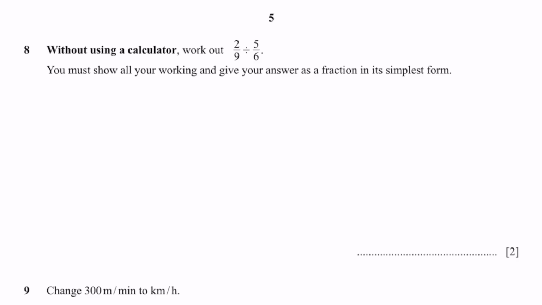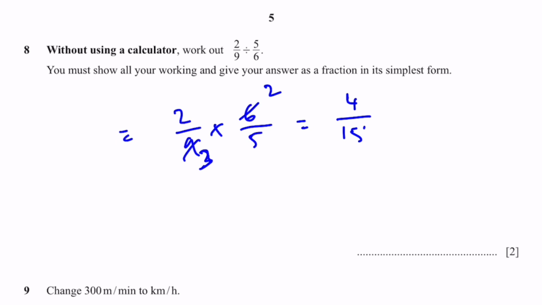Question 8. Without using a calculator, work out 2/9 divided by 5/6. You must show all your working and give your answer as a fraction in simplest form. Now this can be written as 2/9 times 6/5. Now we can cancel this out. 2/3 times 2/5, 4/15. That's the answer.